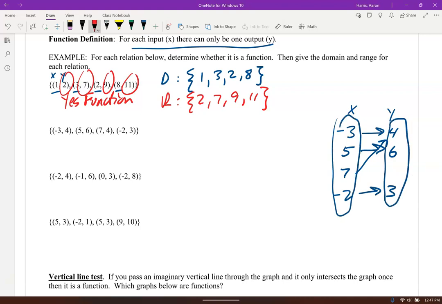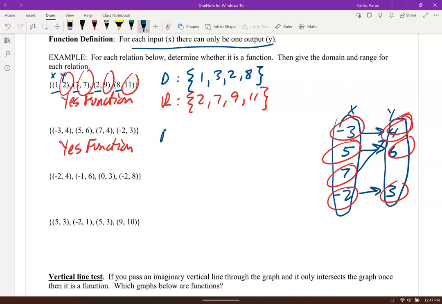So let's test it. For this x, there's one y. For this next x of 5, there's one y. For the next x, there's only one y. For this x, there's only one y. So this, yes, is a function. Domain, I'd list all my x's. Range, I'd list all my y's. 4, 6, 4. I don't need to list 4 again. And 3.